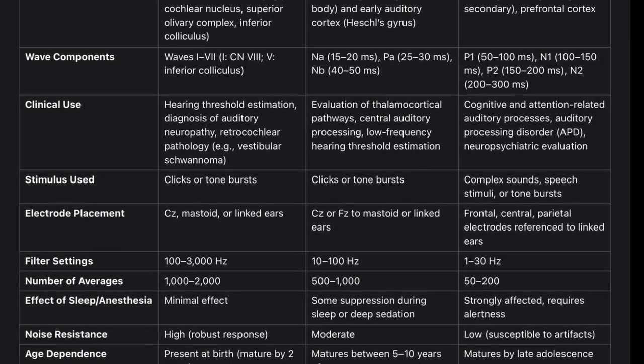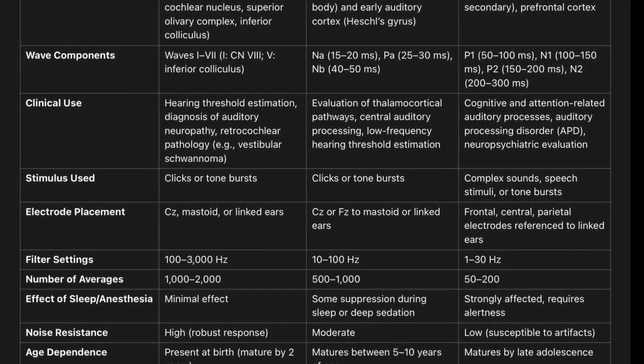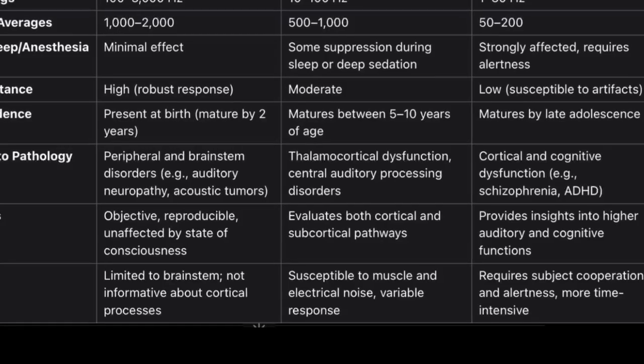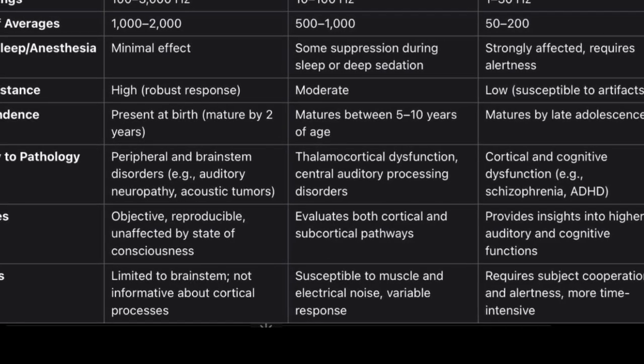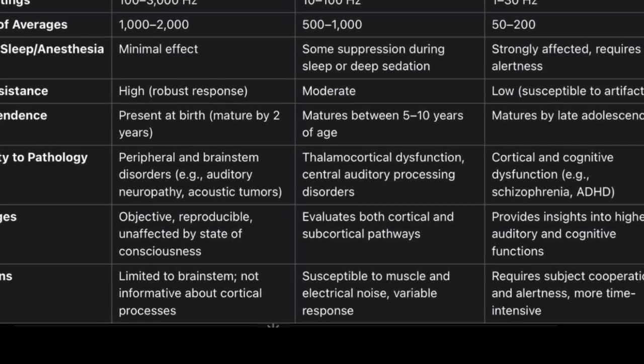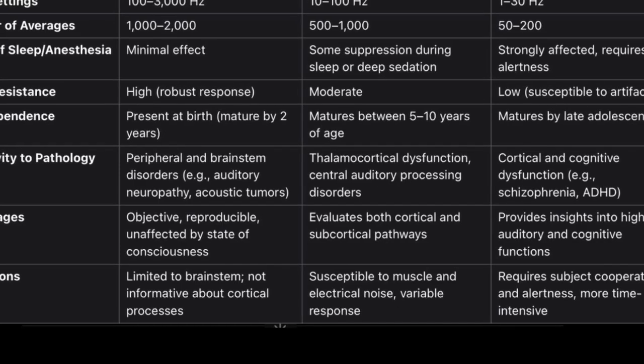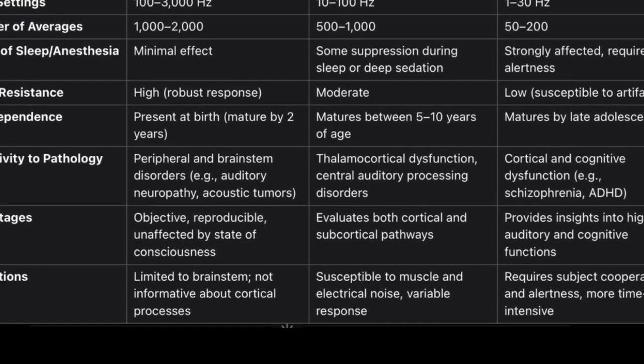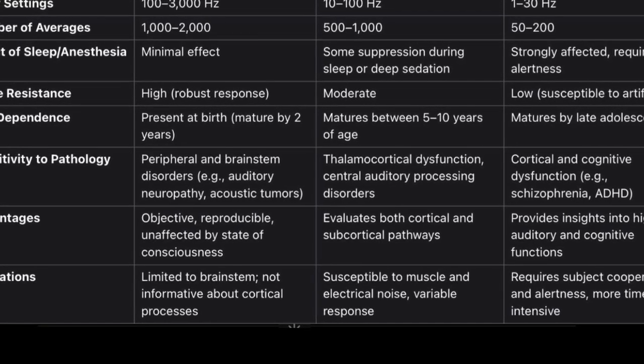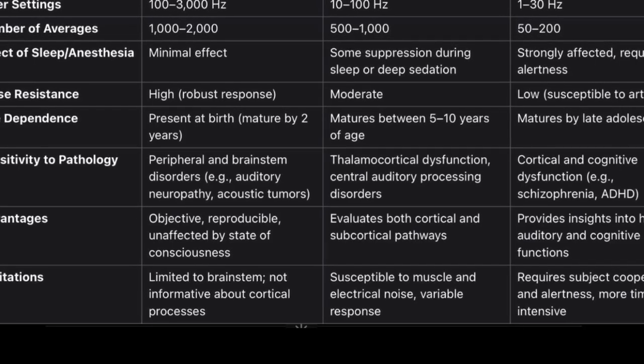Stimulus and electrode placement differ as well. ABR uses clicks or tone bursts with mastoid electrode placement. MLR uses similar stimuli, but needs central electrode placement. ALR utilizes complex stimuli like speech with frontal and parietal electrode placements.